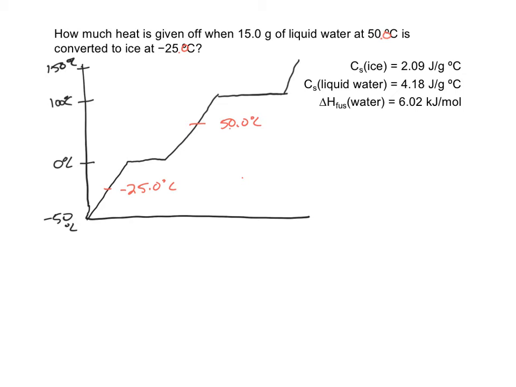So I'm focused on three parts. I need to cool the liquid water to the freezing point, then I need to freeze it, and then I need to cool the ice from 0 degrees to negative 25 degrees. So this is going to be a three-step problem. Step one, I'm going to cool the water. To calculate the heat given off in that process, I'm going to call this Q1, and it is going to be MC delta T.